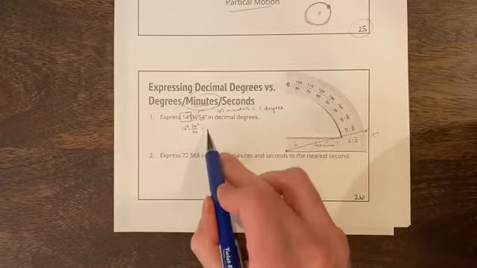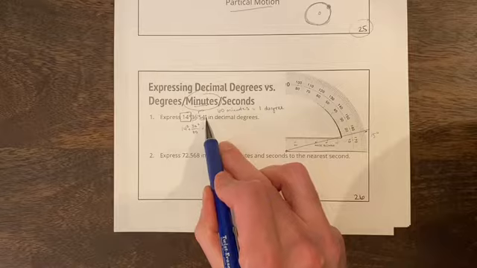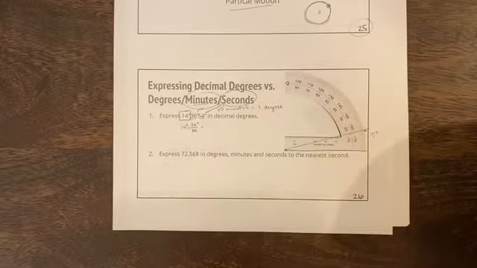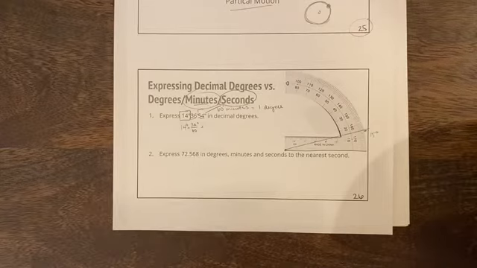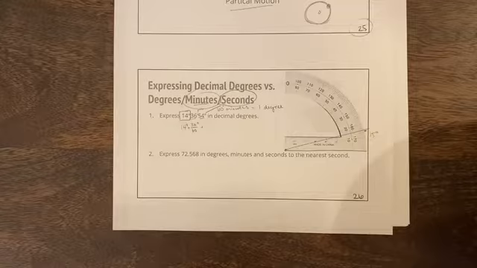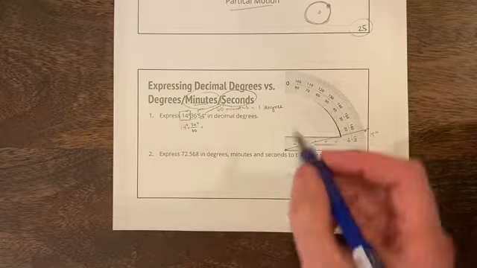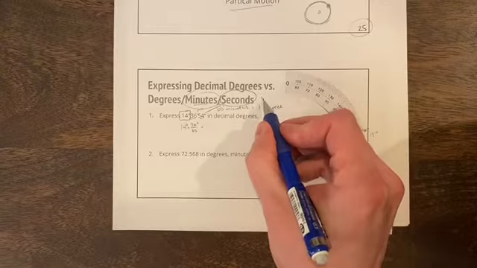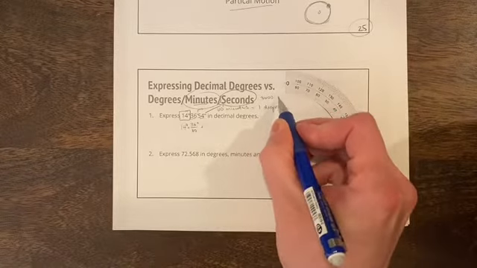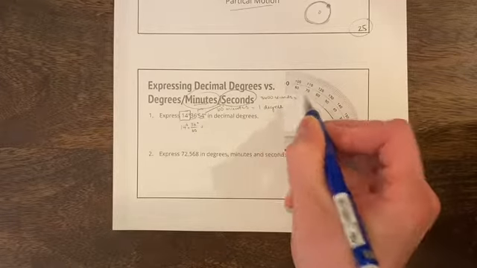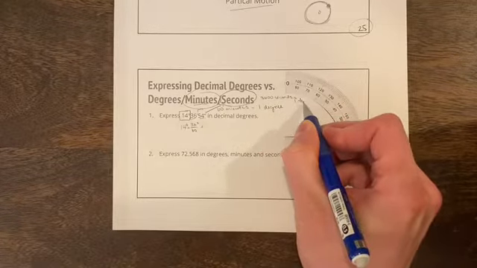Now this last piece, 54, and then these 2 marks, that stands for seconds. And again, it's going to be nice and easy to remember how many seconds are in a degree because it's the same number of seconds in an hour, which is going to be 60 times 60. So there are 3,600 seconds in 1 degree.